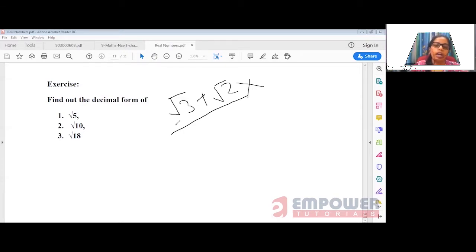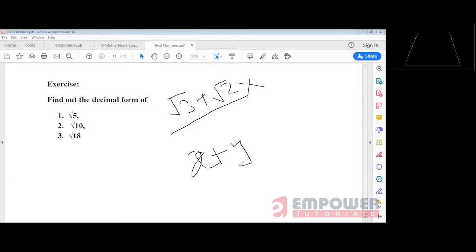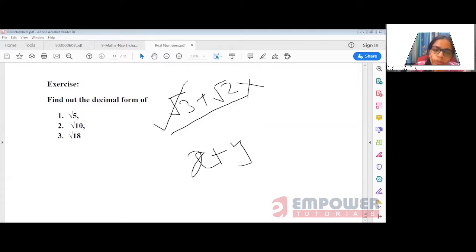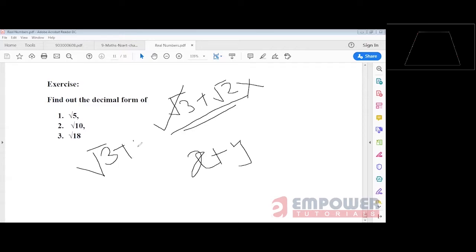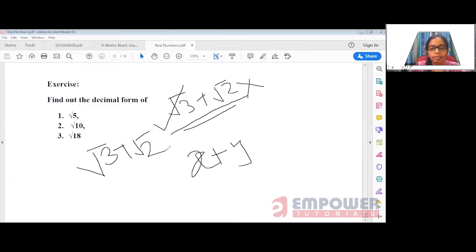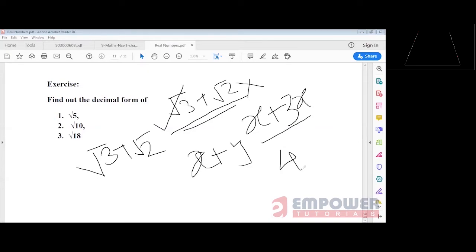See, can I add x plus y? No. So we are using the same rule for irrational numbers. I cannot add these two numbers. I will keep it in this same form, but I cannot add them. But if I have something like x plus 3x, can I add these two terms? Yes, it will be 4x.